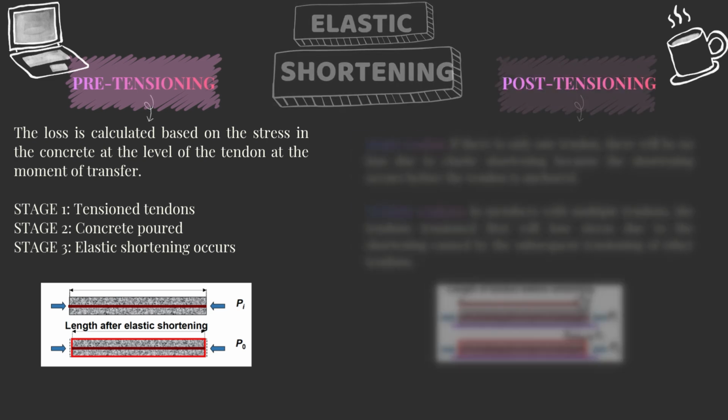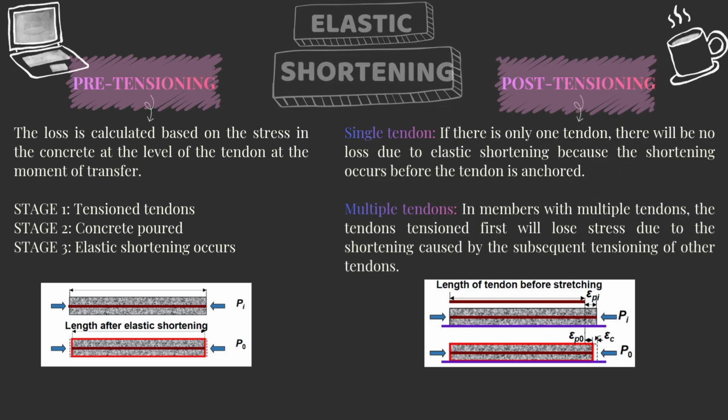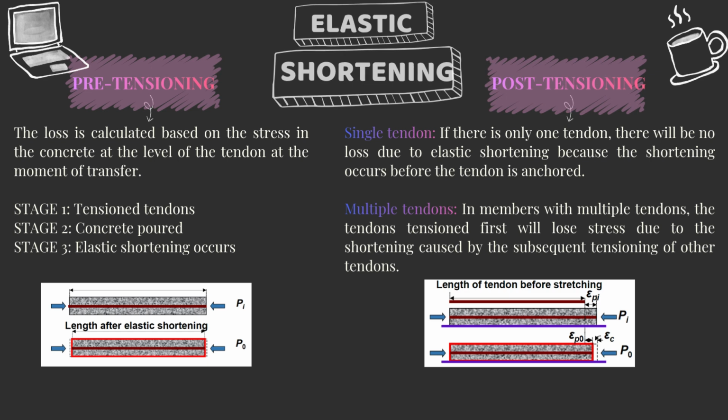In post-tensioning, if there's only one tendon, there's no elastic shortening loss because the shortening happens before the tendon is anchored. However, in members with multiple tendons, the first tendons to be stressed lose some tension when the later tendons are tensioned, due to the overall shortening of the concrete. This results in a redistribution of losses among all tendons.